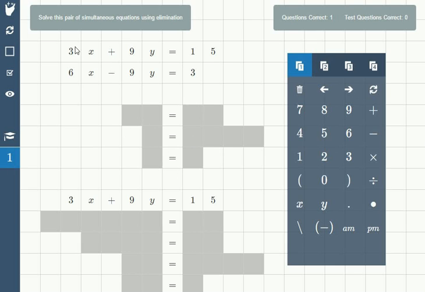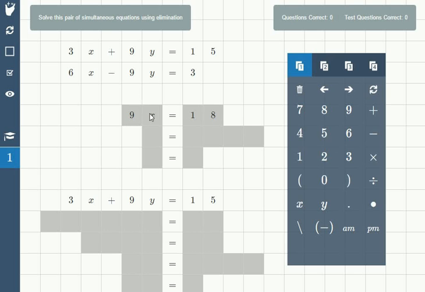So let's do that now. 3x plus 6x equals 9x, plus 9y added to negative 9y will give us 0, so those values will disappear, and 15 plus 3 will give us 18. So now we have a much simpler equation to solve. We just need to figure out what x is when our equation is 9x equals 18.